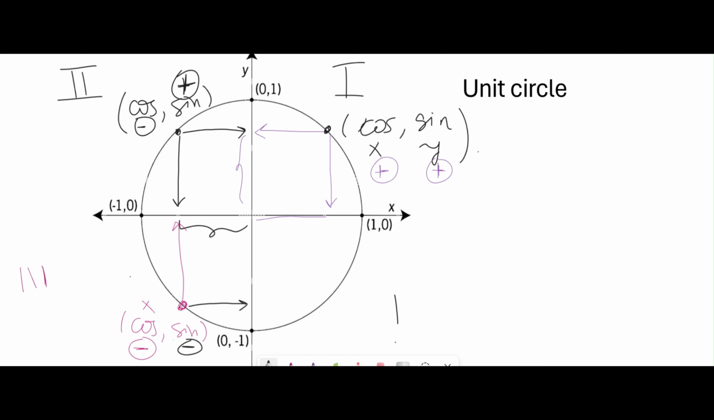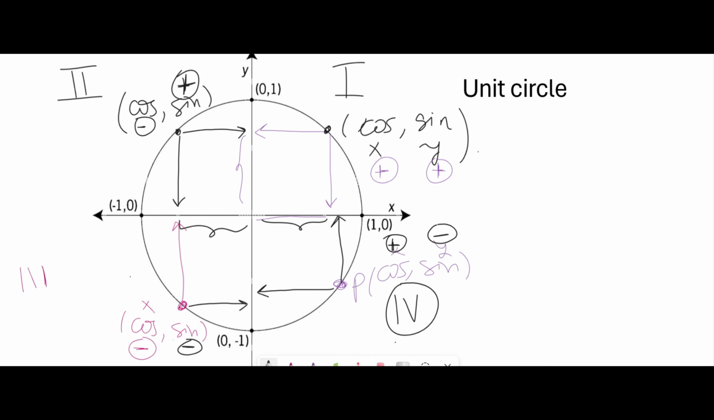Finally, we go to the fourth quadrant. Let's say we have a point that belongs over here. Again, this point has cosine and sine, our x and y coordinate. The x coordinate, cosine, is something positive, right? While the y coordinate is on the y-axis and our sine is negative. Okay, with this we have learned how sine and cosine behave in 4 different quadrants.